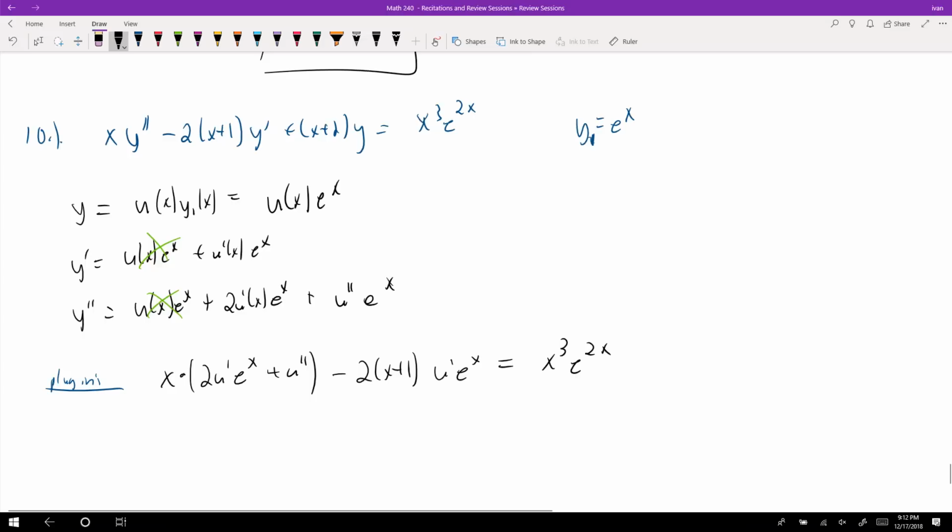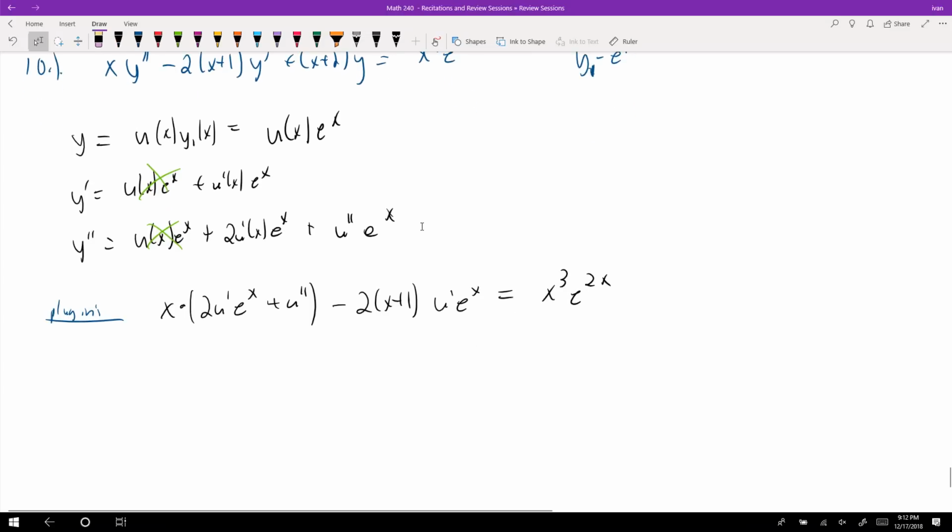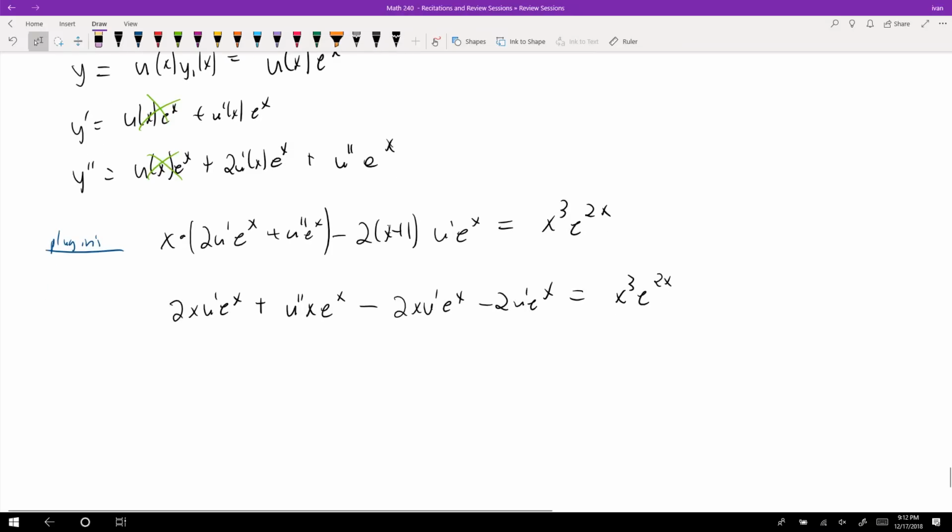All right, this process should be familiar. Okay, so we need to simplify. What do we get? Here you get 2x u prime e to the x plus u double prime x. Oh, I'm missing an e to the x here, whoops. So u double prime x e to the x. And then minus, distribute, this is 2x u prime e to the x minus 2u prime e to the x, so that's x cubed e to the 2x. Now what? This guy and this guy cancel. So you're left with u double prime x e to the x minus 2u prime e to the x is equal to x cubed e to the 2x.